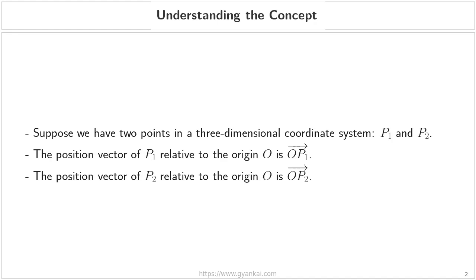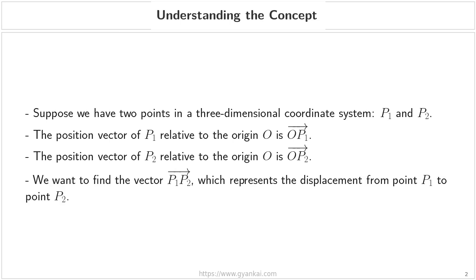Understanding the concept. Imagine we are working within a 3-dimensional coordinate system, and we have 2 arbitrary points. Let's call them P1 and P2. As we discussed in the previous slide, we already know how to describe these points using position vectors. So, the position vector of P1, relative to our origin O, is represented as vector OP1. Similarly, the position vector of P2, relative to the origin O, is vector OP2. But our goal today isn't just to locate these points, it's to find the vector P1P2. This specific vector represents the displacement, or the direct path, moving from point P1 to point P2.